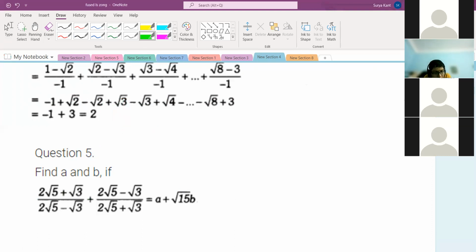Just tell me the answer for this A and B. Okay, that's it. Here A should come 46 by 17, B should come 0. Okay. Next question is.